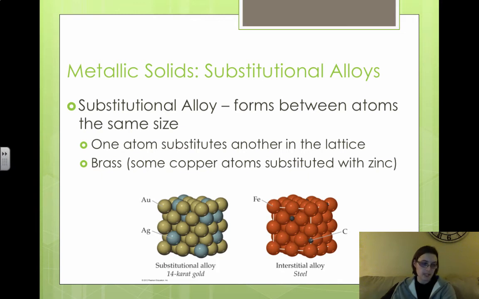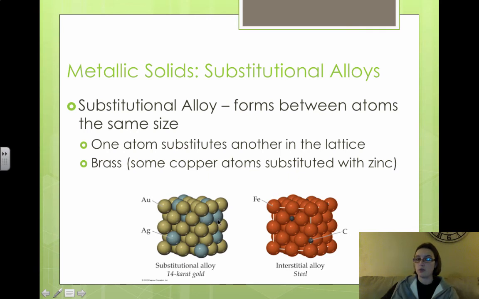In a substitutional alloy, we have two metallic components. They have to have similar atomic radii and bonding characteristics. So with the substitutional alloy, you're going to substitute one metal atom in for another. So for example, silver and gold could actually substitute one for another. And this is actually how we get 14 karat gold.